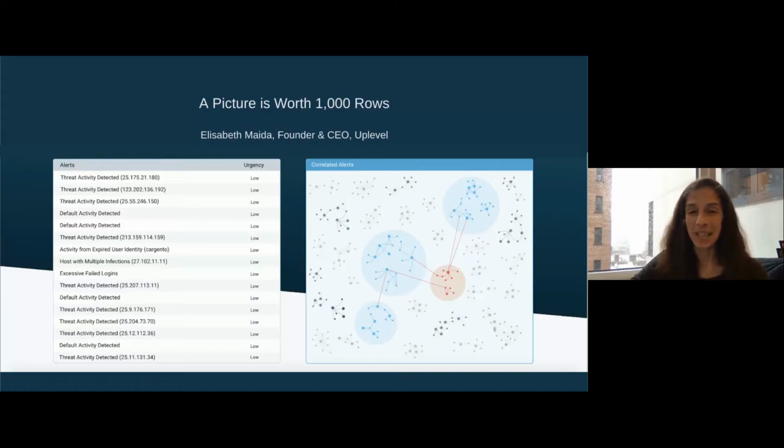Now, the title of my presentation is A Picture is Worth a Thousand Rows. And in many ways, this really encapsulates one of the core advantages that graphs can provide in cybersecurity. Many times, security analysts are stuck reviewing thousands of rows like the ones you see here, and are trying to make the connections between those rows entirely based on their own experience. So I'm going to share some background on how graph algorithms can help automate that process.